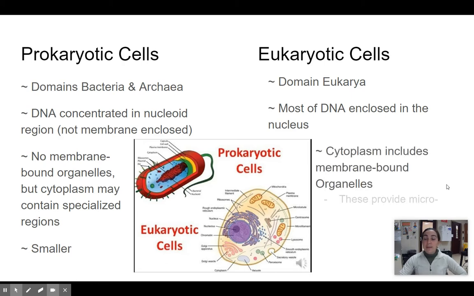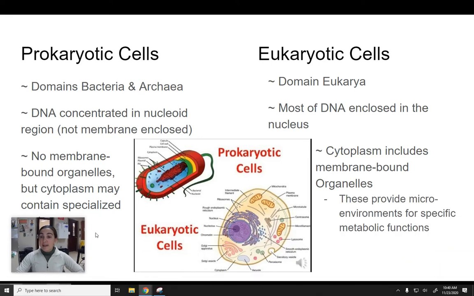The cytoplasm in eukaryotic cells contains some membrane-bound organelles. So that's all the ones that you normally think of, like the mitochondria, the chloroplasts, the vacuoles, the Golgi apparatus, the endoplasmic reticulum. We'll be reviewing a bunch of those next week.